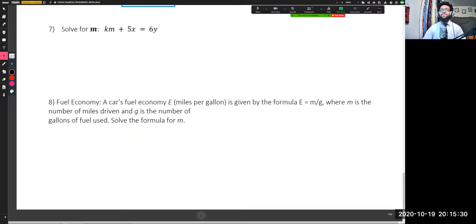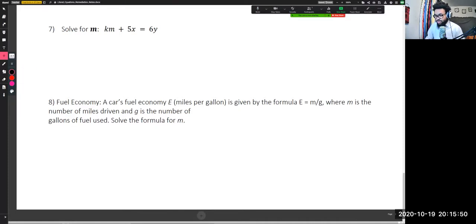Number 8 says fuel economy. A car's fuel economy, E, miles per gallon, is given by the formula E equals M over G, where M is the number of miles driven and G is the gallons of fuel used. Solve the formula for M. So it's given us the formula, E equals M over G.